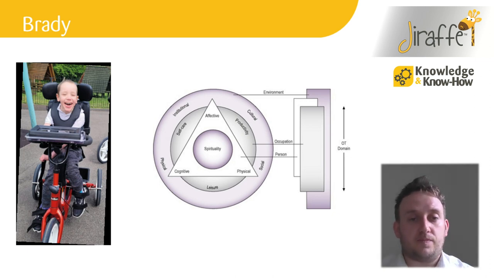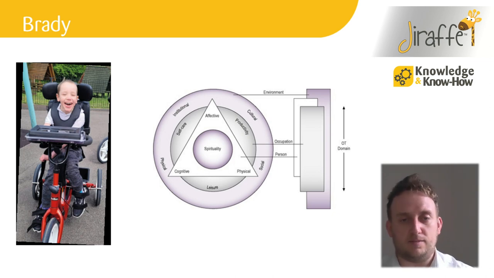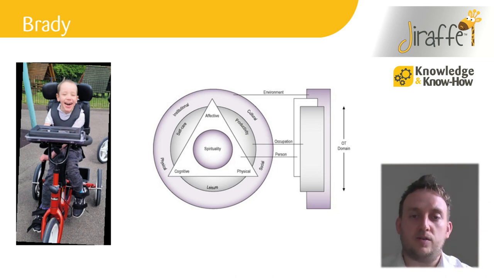Similar with his environment, in terms of where he's going to be using the tricycle at school, we need to know about the building and the accessibility. And in terms of his occupations, what's important to him is playing video games and being with friends. But we also know that he requires full assistance for his ADLs, for example. So again, we're painting a fuller picture of Brady, rather than just looking at what his diagnosis is, what he should and shouldn't be able to do, and going from there.